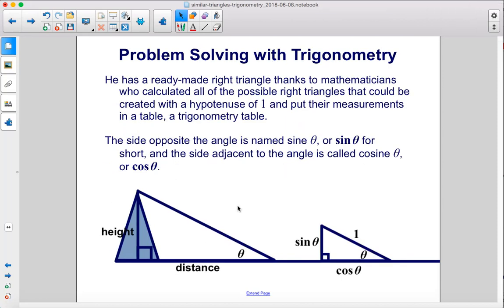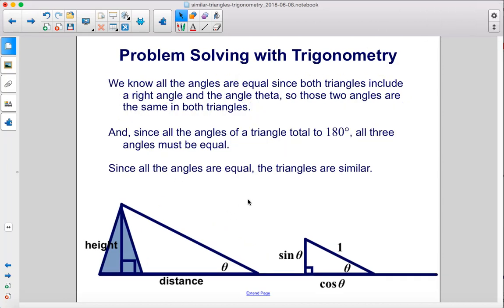He has a ready-made right triangle thanks to mathematicians who calculated all of the possible right triangles that could be created with a hypotenuse of 1 and put their measurements in a table, a trigonometry table. The side opposite the angle is named sine theta, or sine theta for short, and the side adjacent to the angle is called cosine theta, or cosine theta.